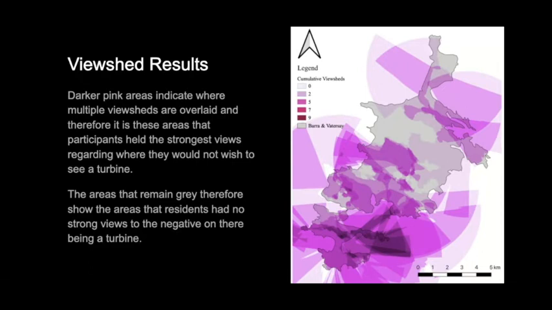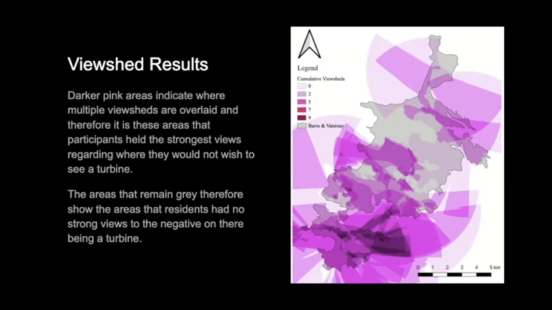Over multiple viewsheds and users, an inverse suitability surface was generated, with the areas containing the fewest viewsheds, or none at all, being the most acceptable to participants, and those with the most being the least acceptable. So the dark pink areas, therefore, are where multiple viewsheds are overlaid, such as towards the south of the Isles of Battersea, and this indicates areas that people would least like to see a wind turbine.